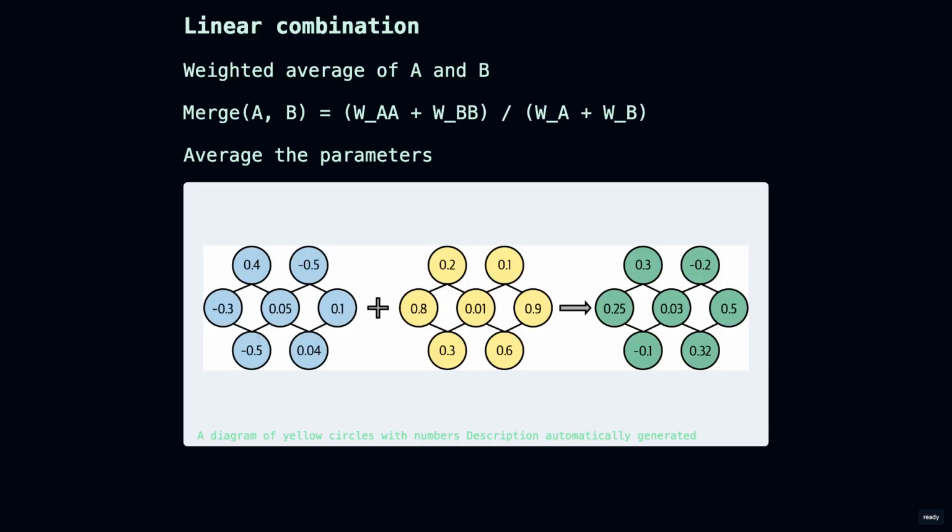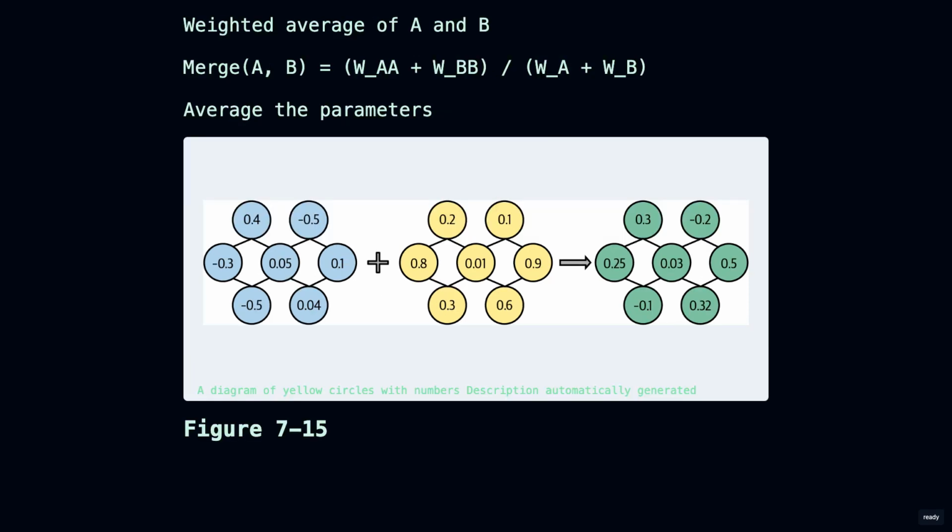Here the layers are being averaged directly. That visual is important because it shows that merging can happen at the parameter level, not only at the output level. This figure is the visual version of the averaging idea. It reinforces that two trained models can be collapsed into one by combining corresponding parameters.